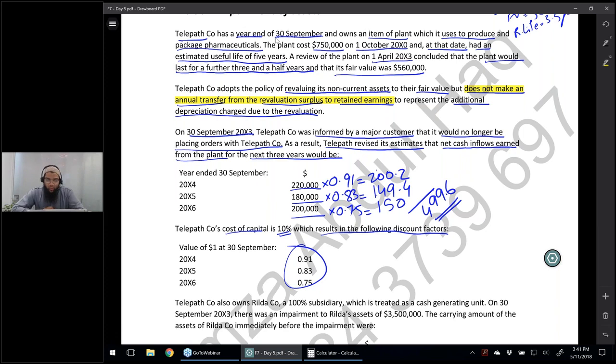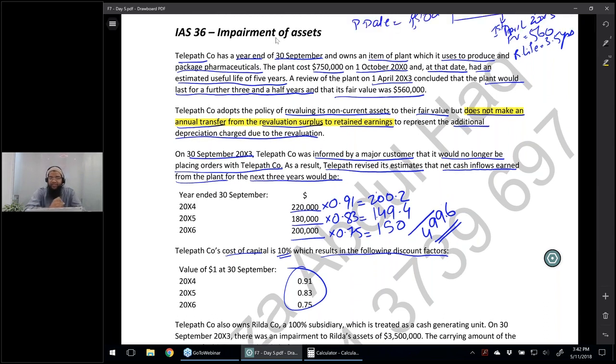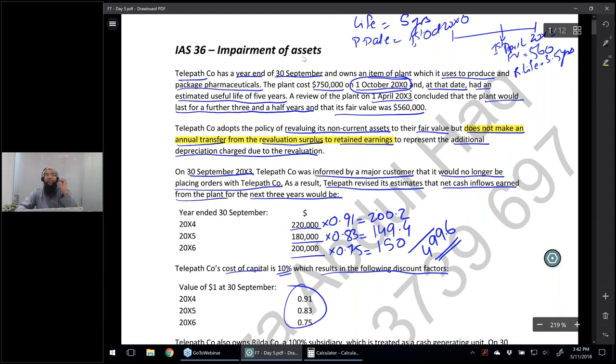Now what we need to do is that we had acquired the plant on 1st October 2020 for 750, and then we have revalued the plant on 1st April 2023 when the fair value was 560, and then on 30th September we are actually impairing the asset. So now the question requirement is to calculate the value before impairment, which means that before this information we have to calculate the value. So let's try.